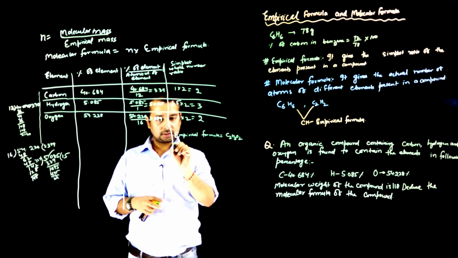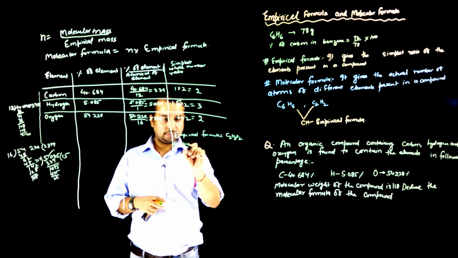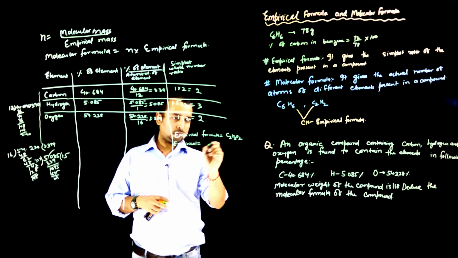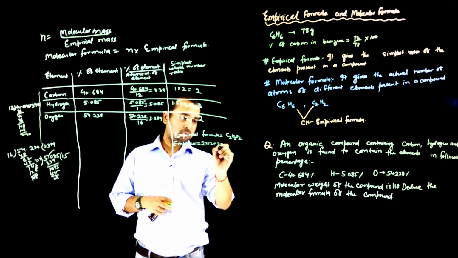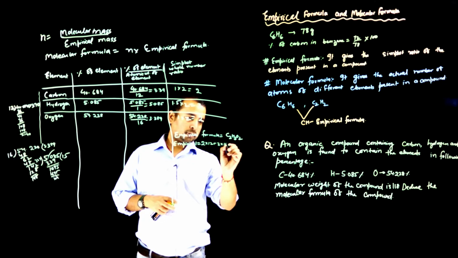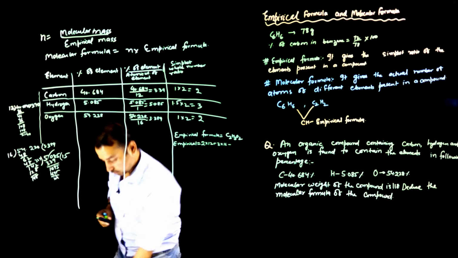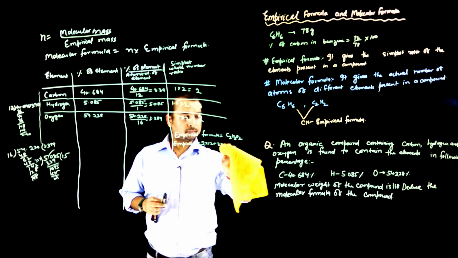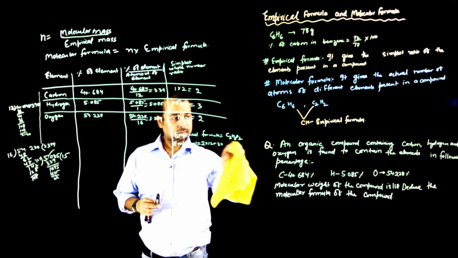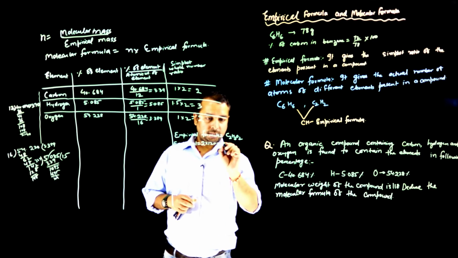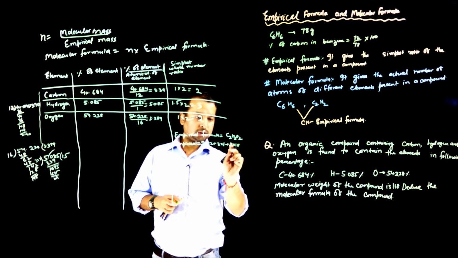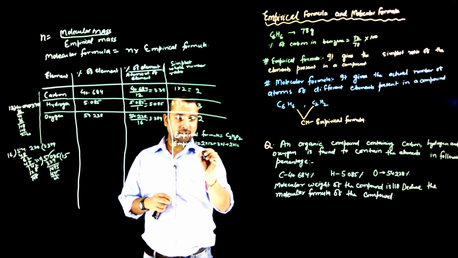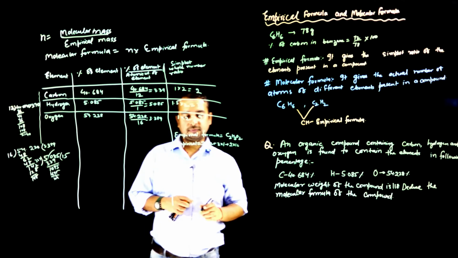Now we will calculate the empirical mass. For the empirical mass we add the masses of these elements. So 2 into 12, 24, plus 3 into 1, plus 2 into 16. So this is 32 plus 3, 35, plus 24, 59. So the empirical mass is 59.